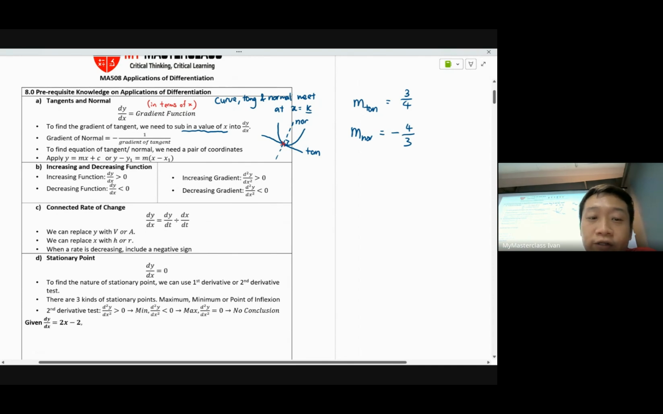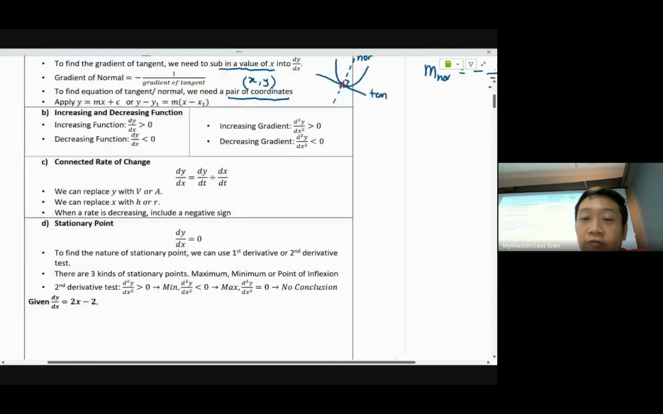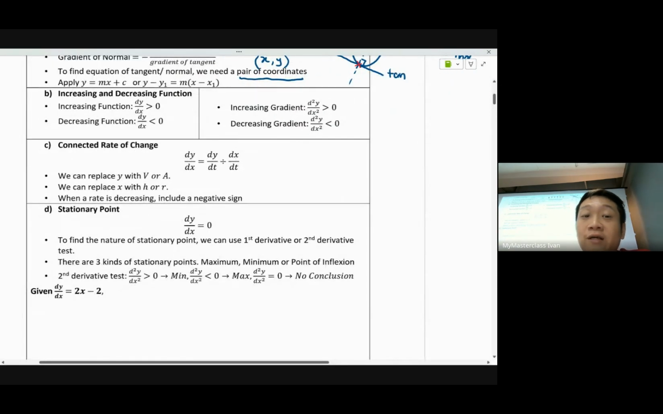To find the equation of tangent or normal, we always need a pair of coordinates, which is the x comma y. You will need the x and the y. Sometimes the question doesn't give you the y. You must sub the x into the equation to find the y. Or sometimes question only give you y. You must sub in the y to find the x. Or sometimes it's parametric. You need to sub the x and the y to find the t. Okay, then apply y equal mx plus c or y minus y1 equals to m bracket x minus x1. Okay, so the first page is actually just a summary of the things. Some things if you can remember, good for you. Some things if you cannot remember, later I will go through more in detail.